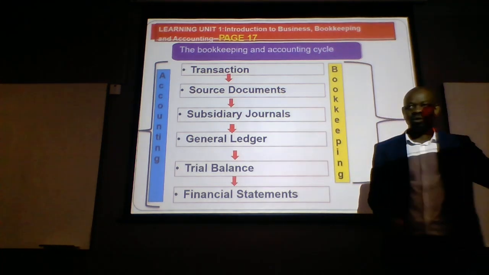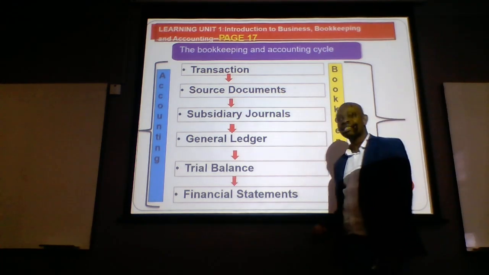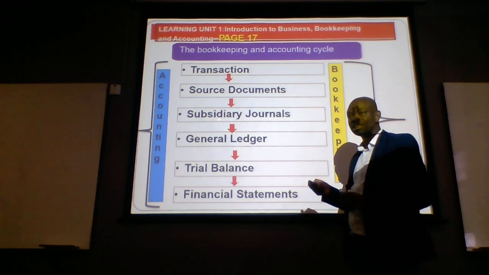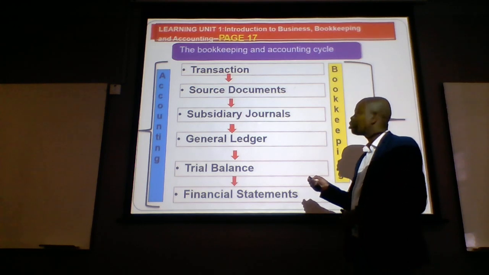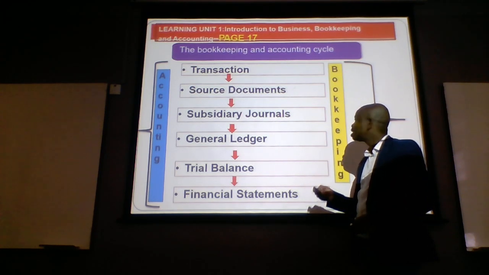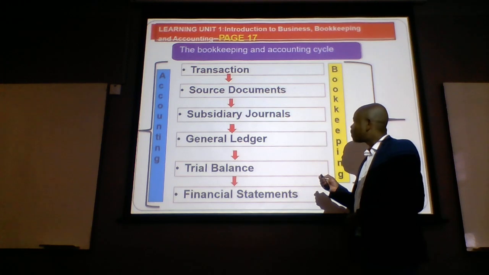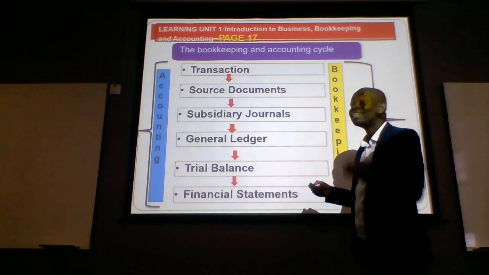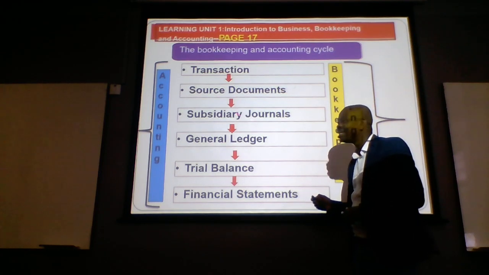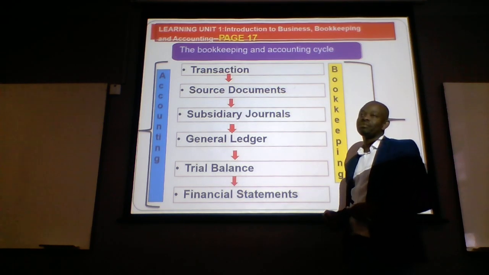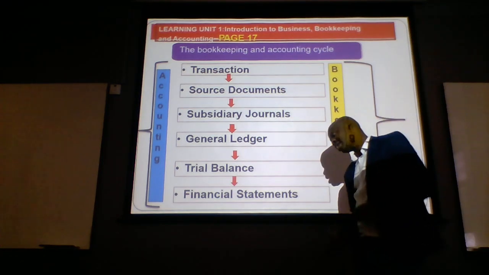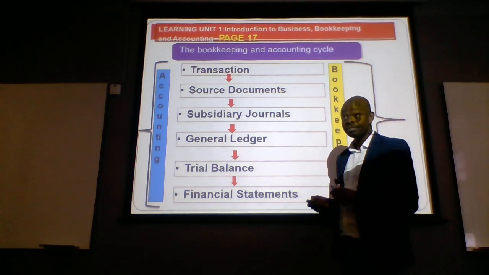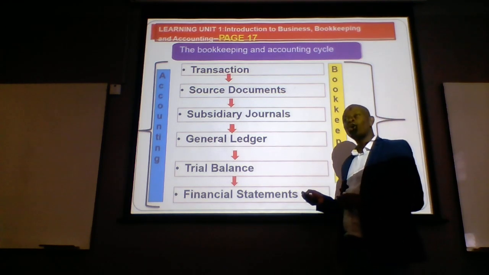So it's where we group transactions according to their nature. All the cash receipts, one side. All the cash payments, one side. So those transactions will be recorded in the subsidiary journals. For example, we can talk about the cash book receipts, the cash book payments, the petty cash, creditors journal, debtors journal, general journal. We're going to talk about them. Remember, this is just a flow for now.